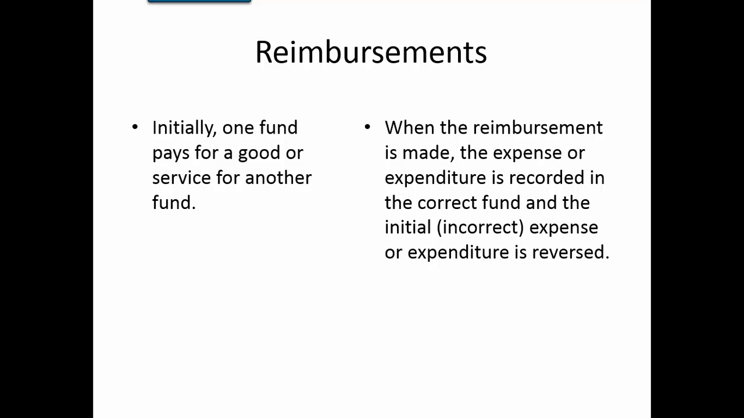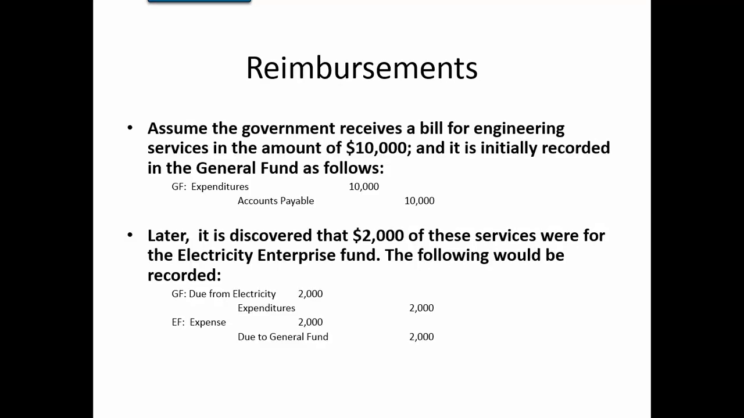Reimbursements. Initially, one fund pays for a good or service of another fund. When the reimbursement is made, the expense or expenditure is recorded in the correct fund, and the incorrect expense or expenditure is reversed. It's simply a reimbursement.